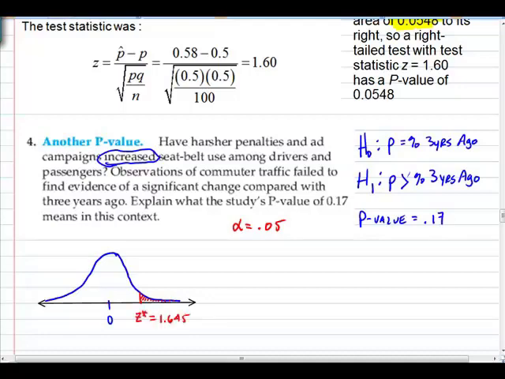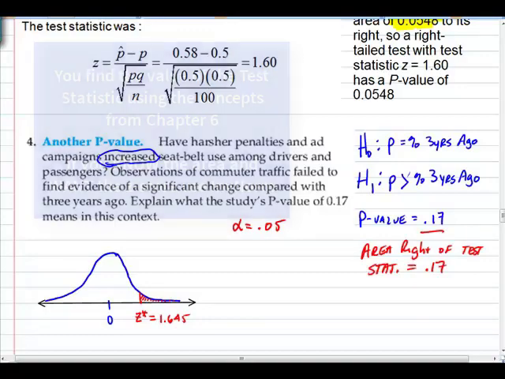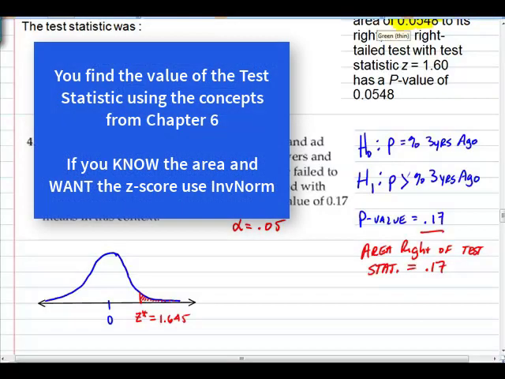How did we get that number? Inverse norm. Now, we ended up with a p-value of 0.17, which means the area to the right of our test statistic, because it was a right-tailed test, is 0.17. We weren't told what that test statistic was, were we? But we could find it on our calculator, couldn't we? That means that this area was over here. That area right there is 0.17. If that area is 0.17, what is this area over here going to be?